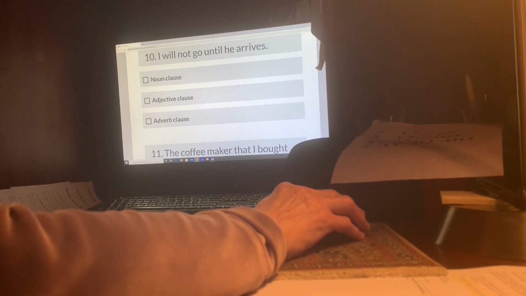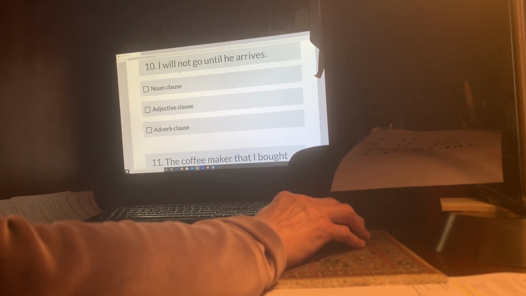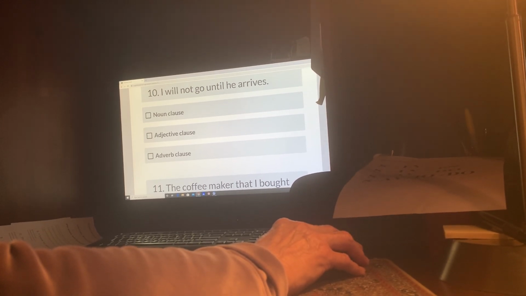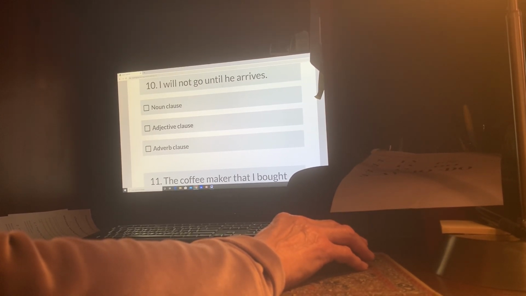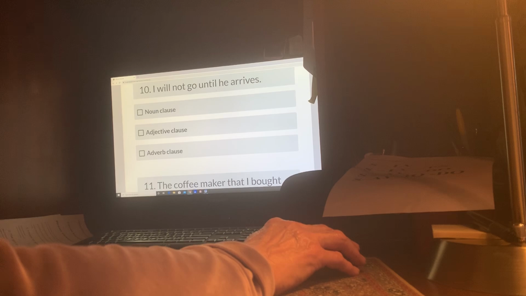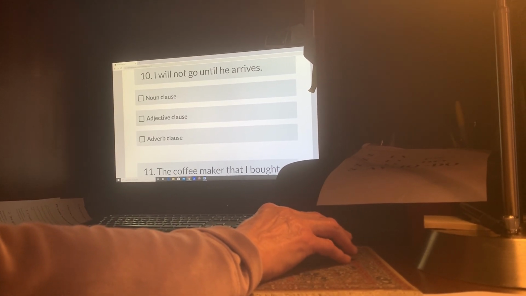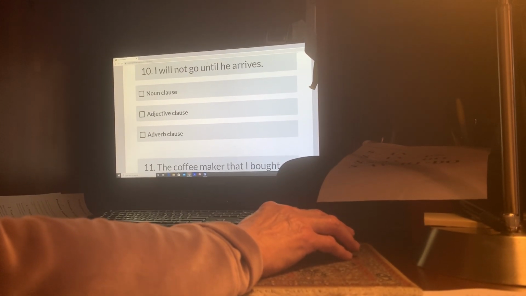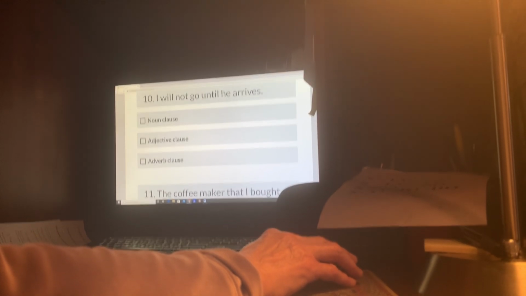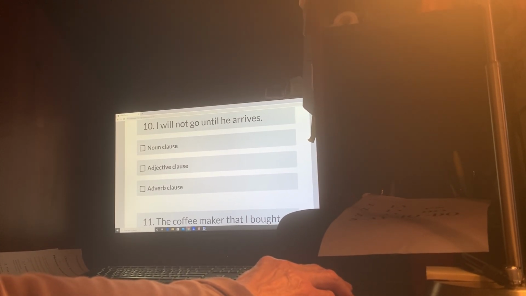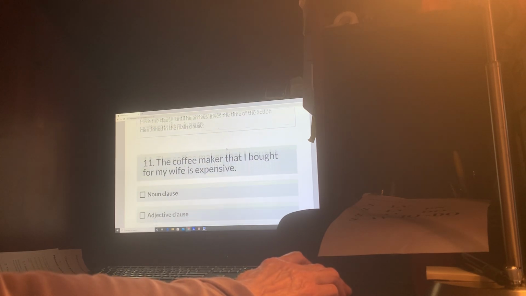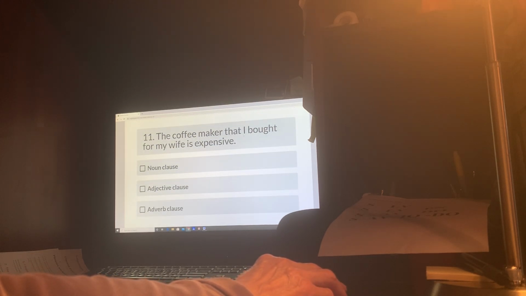Number 10, I will not go until he arrives. Every time you see not, that's an adverb. Put an X on it, get rid of it. Now you see the verb phrase. I will go, even though it's stating the opposite, until he arrives. So that's a subordinator. So that tells me adverb clause. But it also answers when, until he arrives. So adverb clause. Incorrect.